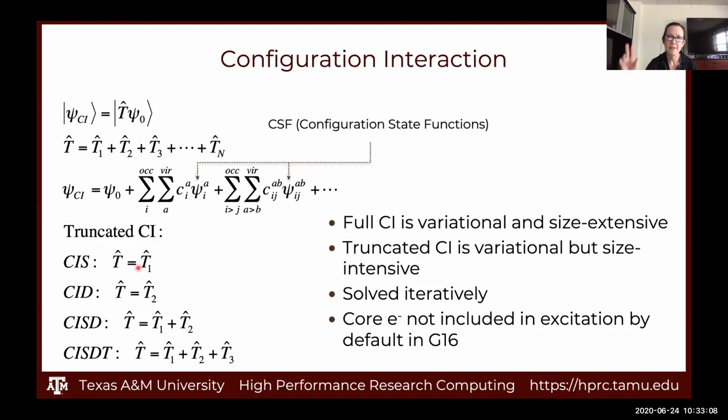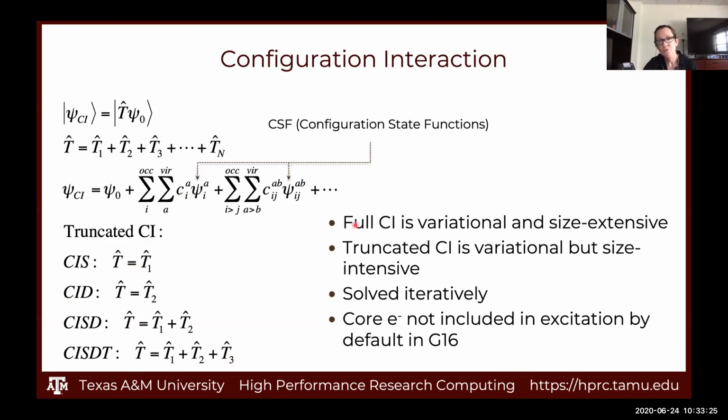CIS is useful for excitations. We'll talk about that tomorrow. It doesn't contribute to the overall energy of the system. Okay. CID would be just doing double excitations. CISD, single and double. CISDT would be going through triple excitations.